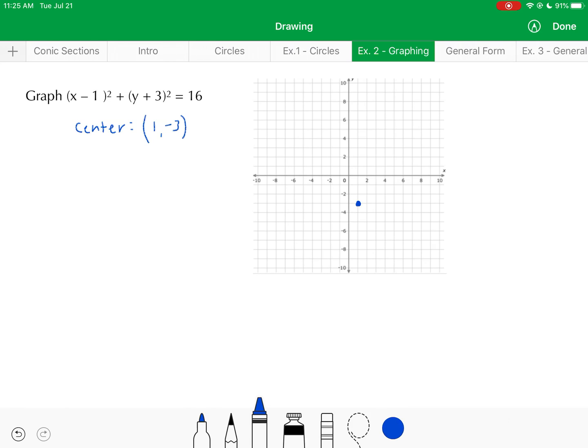And then your radius is going to equal the square root of the constant. So in this case, it would be 4. Okay. And I can now use that radius to come up with 4 points that will help me define this circle. So from the center, let's just move 4 units up.